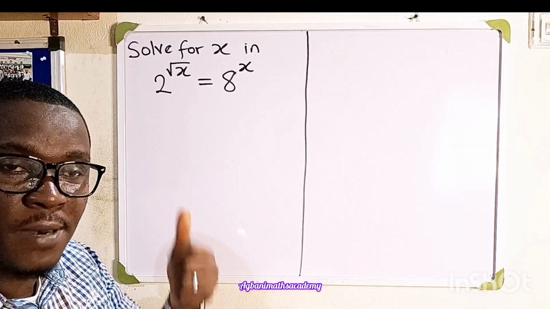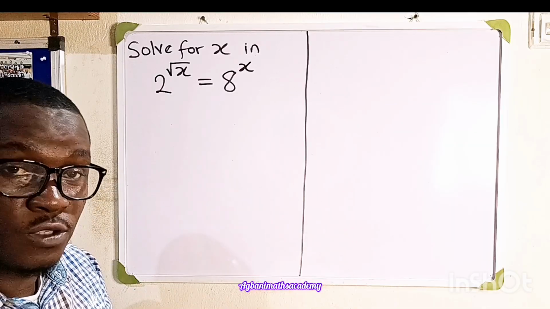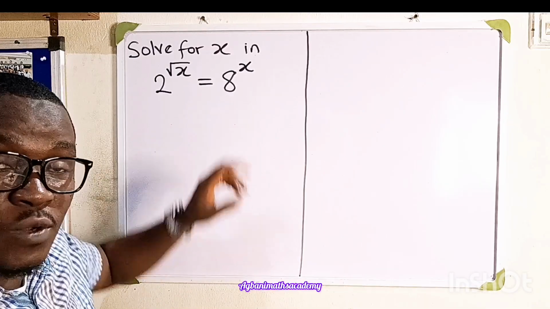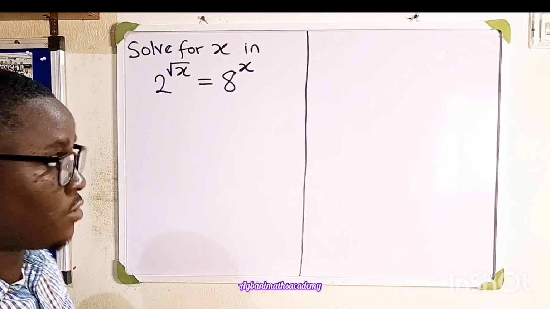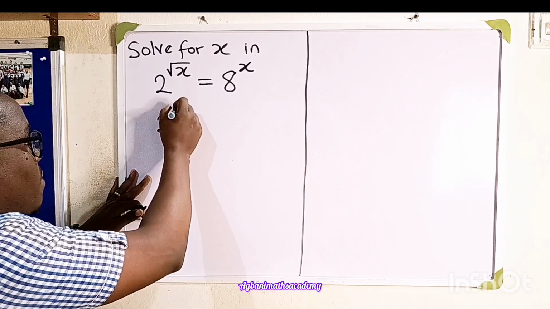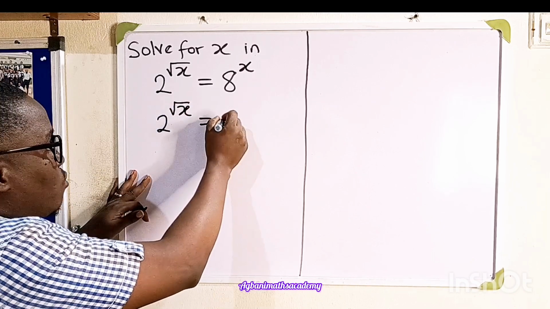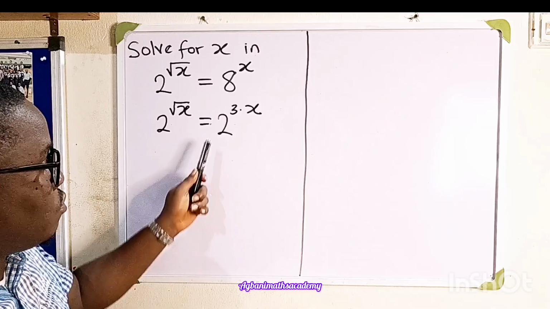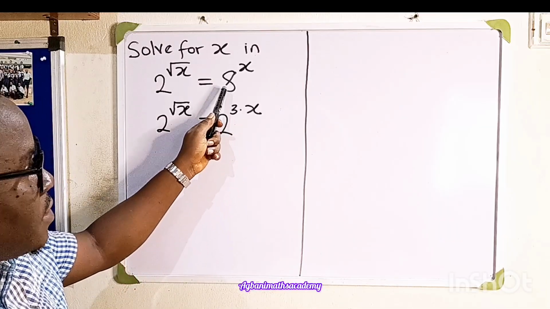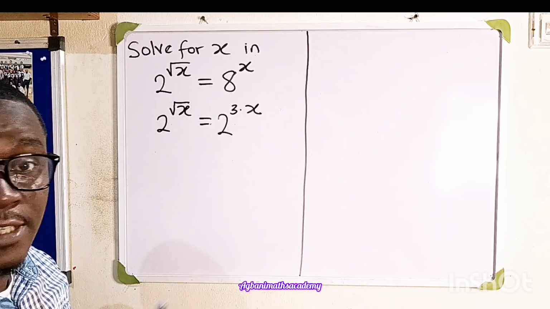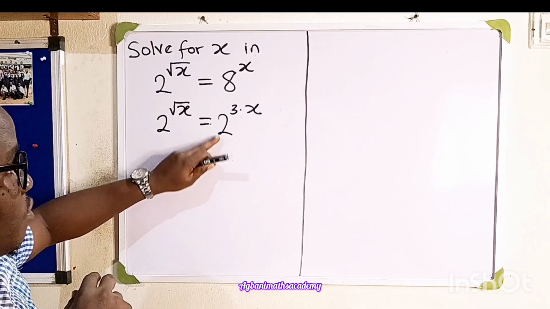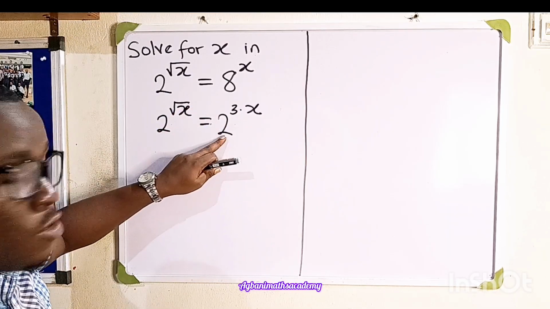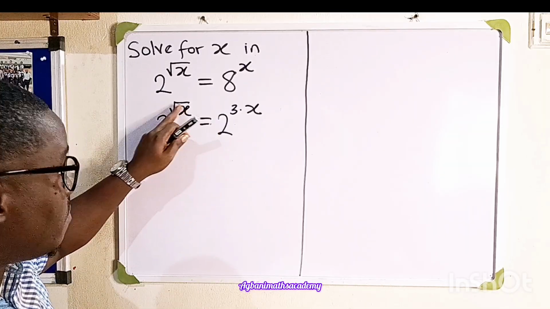But we can convert 8 to an index form of 2 because 8 is the same thing as 2 multiplied by 2 multiplied by 2. So since 2 multiplies itself 3 times to give you 8, we can replace 8 with 2 to the power of 3. So let's do that. We have 2 to the power of square root of x is equal to 2 to the power of 3 multiplied by x. So 2 to the power of 3 is the same thing as 8, right? So we have not done anything extraordinary, okay? So now the bases are the same, so we can equate the powers.